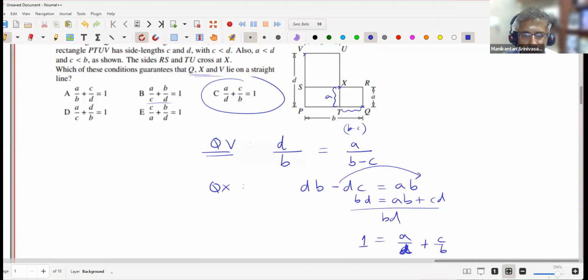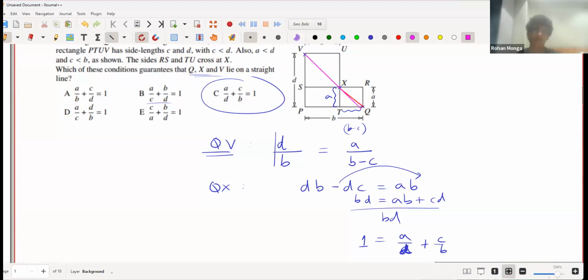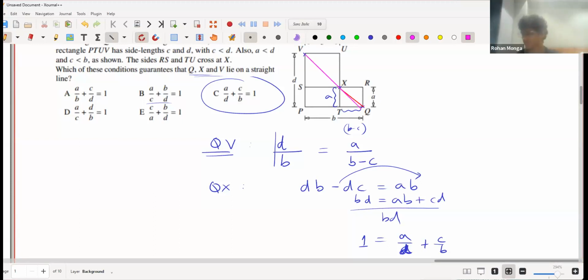Okay, so Rohan, which part did you want me to repeat? The first one, is it? How do I come up with this equation? Yeah, that's all. Because otherwise, after that, I just rearrange. So if Q, X and V are in a straight line, that means the slope of QX should match the slope of QV, or whatever, VX. You can choose anything. We can choose VX, you can choose VQ, you can choose XQ.